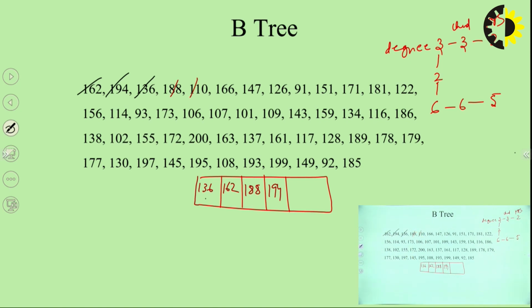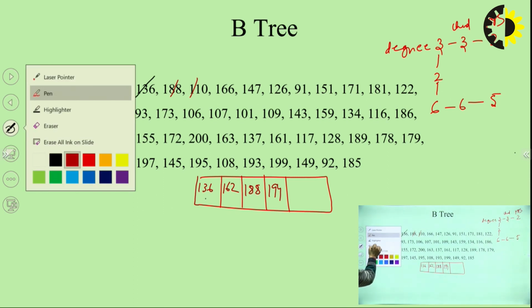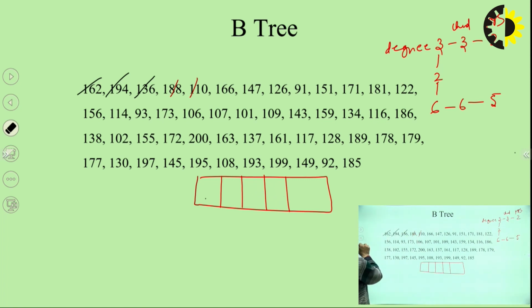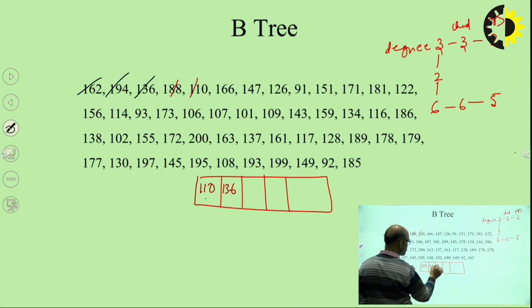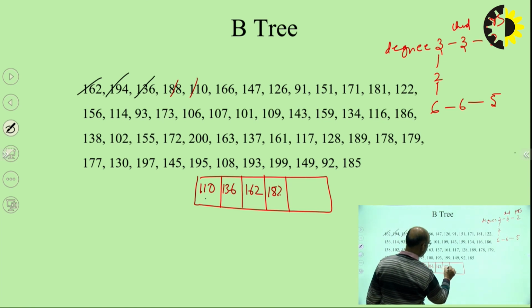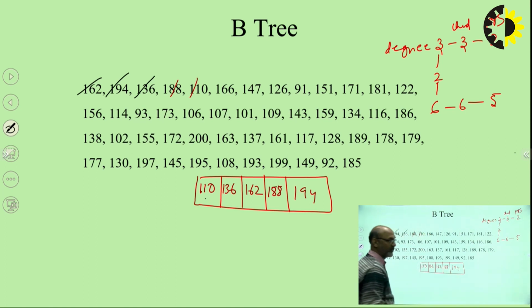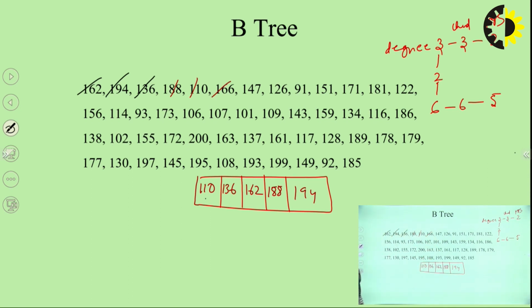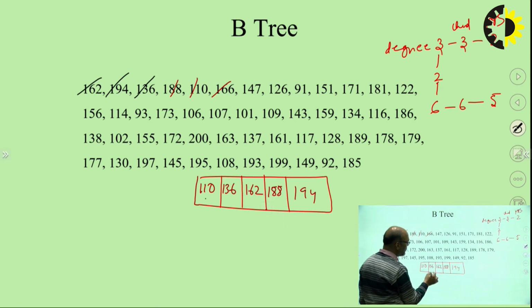Now the next key value is 110. Again the same logic. 110 is compared with 136. It is less than 136. So the first value is 110, the second value is 136, the third value is 162, the fourth value is 188, and the fifth value is 194. Now the next is 166. Now 166 will arrive. It is compared with 110, more than; 136, more than; 162, more than; 188, less than. Means conceptually 166 will reside in between 162 and 188.